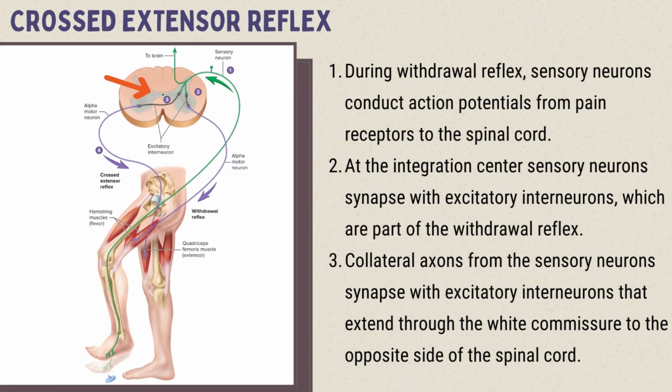The crossed extensor reflex begins with the withdrawal reflex. Sensory neurons conduct action potentials from the pain receptors to the spinal cord. At the spinal cord integration center, the sensory neurons synapse with excitatory interneurons that cause the withdrawal reflex. Collateral axons from the sensory neurons synapse with excitatory interneurons that extend through the white commissure to the opposite side of the spinal cord.